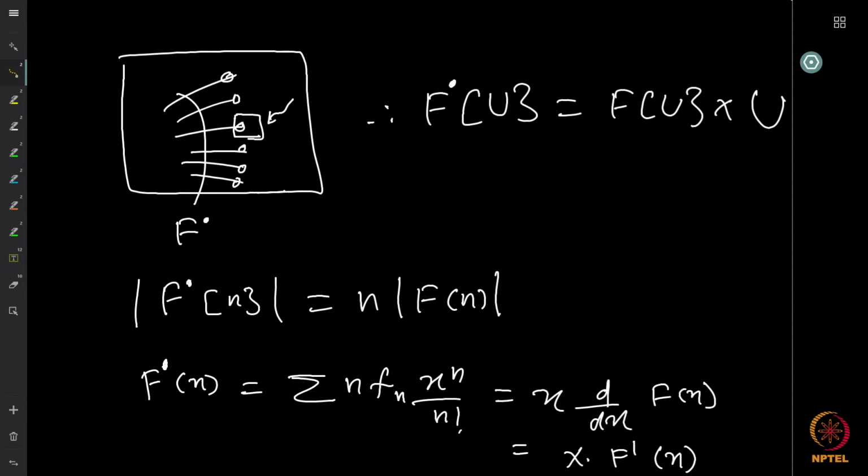Now, what is this? If you take one x outside, you get x times d by dx of F of x, because F of x is the sum of F n, x raised to n by n factorial. You take the derivative and multiply with an x, and you get this form. But d by dx of F of x is the generating function for F dash of x, and x is the generating function for the species of singletons. So you can see it as the product of the singleton species and the derivative species. So F dot of x is basically x times F dash of x.